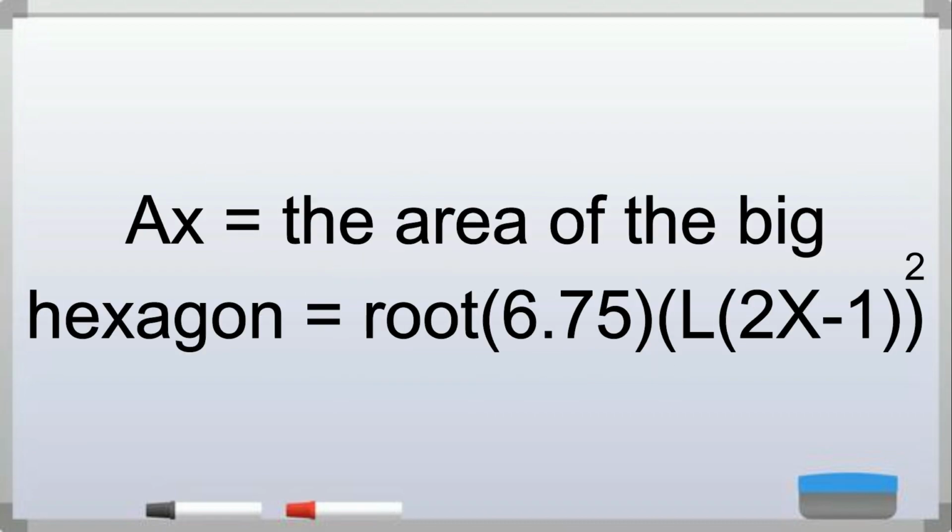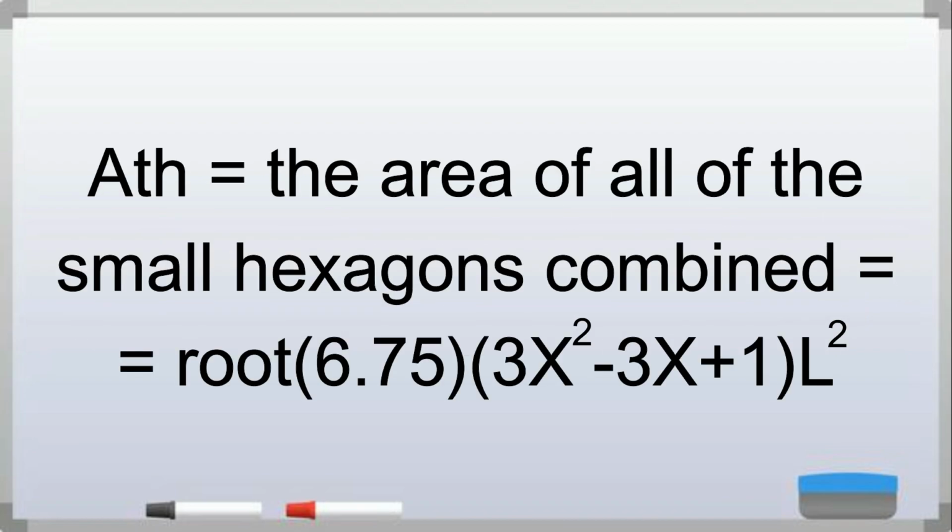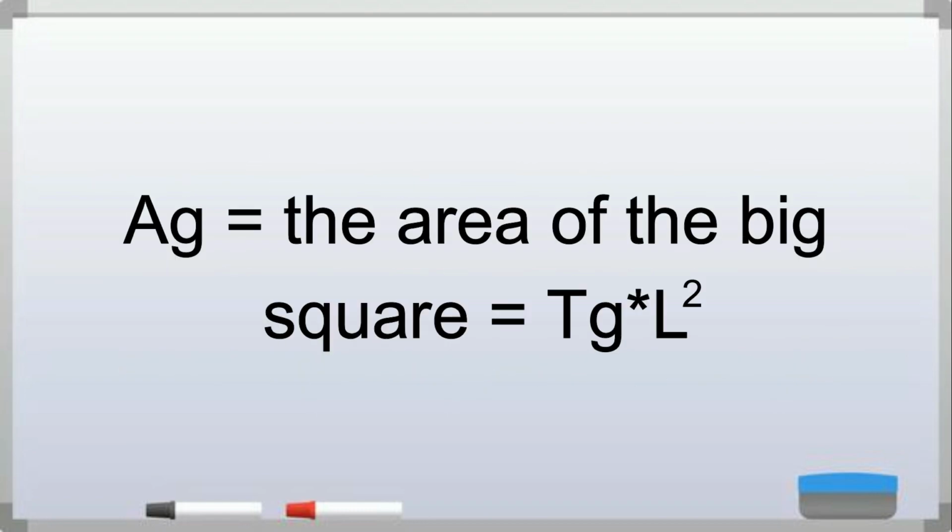AX equals the area of the big hexagon equals root 6.75 times L times 6 divided by 6, and all of this is squared, equals root 6.75 L times x minus 1, squared. AH equals the area of each of the hexagons equals root 6.75 L squared. ATH equals the area of all the small hexagons combined equals TH times AH equals root 6.75 times 3x squared minus 3x plus 1 times L squared. AG equals the area of the big square equals TG times L squared.